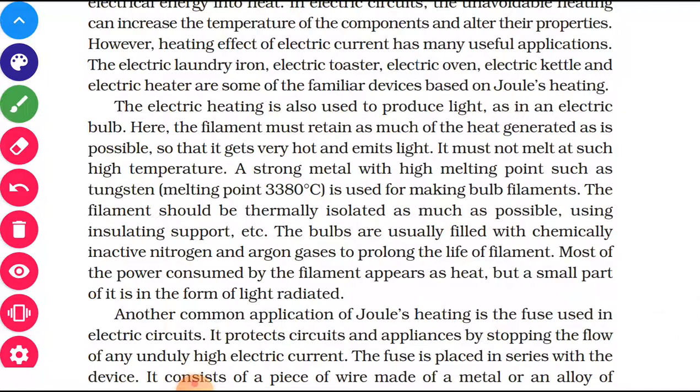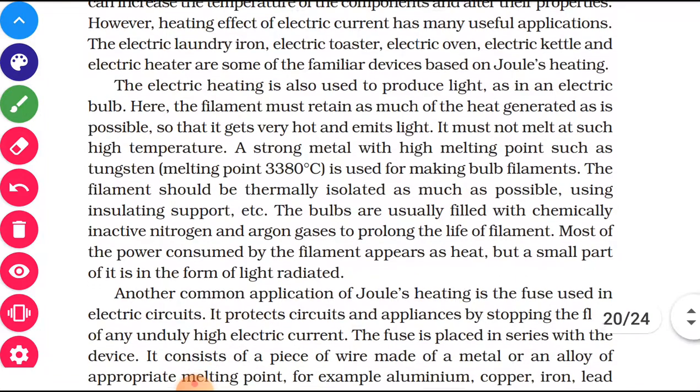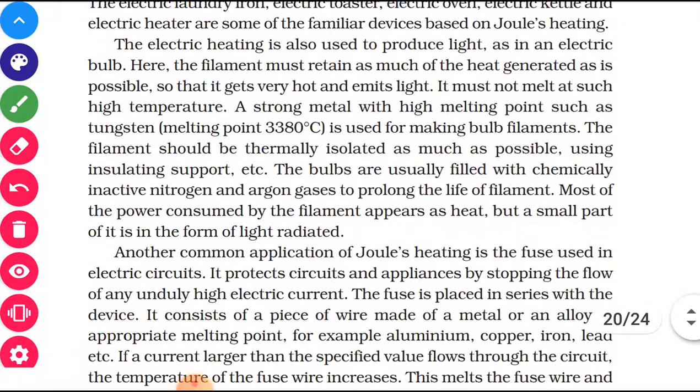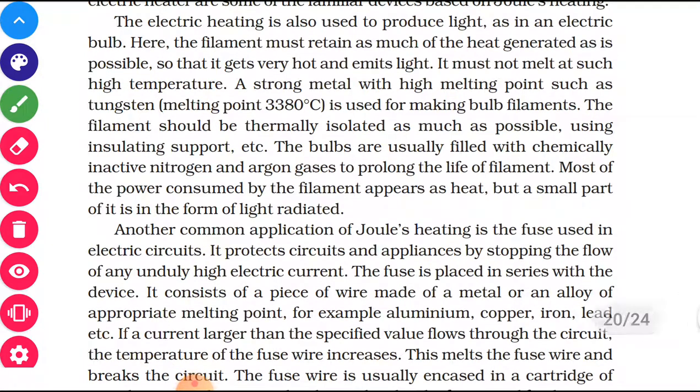In an electric circuit, the unavoidable heating can increase the temperature of the components and alter their properties. So this heating effect is not needed, and it changes the characteristics of a particular circuit. However, the heating effect of electric current has many useful applications. The electric laundry iron, electric toaster, electric oven, they use the Joule's effect, that is heating effect of electric current. The electric heating is also used to produce light as in an electric bulb.